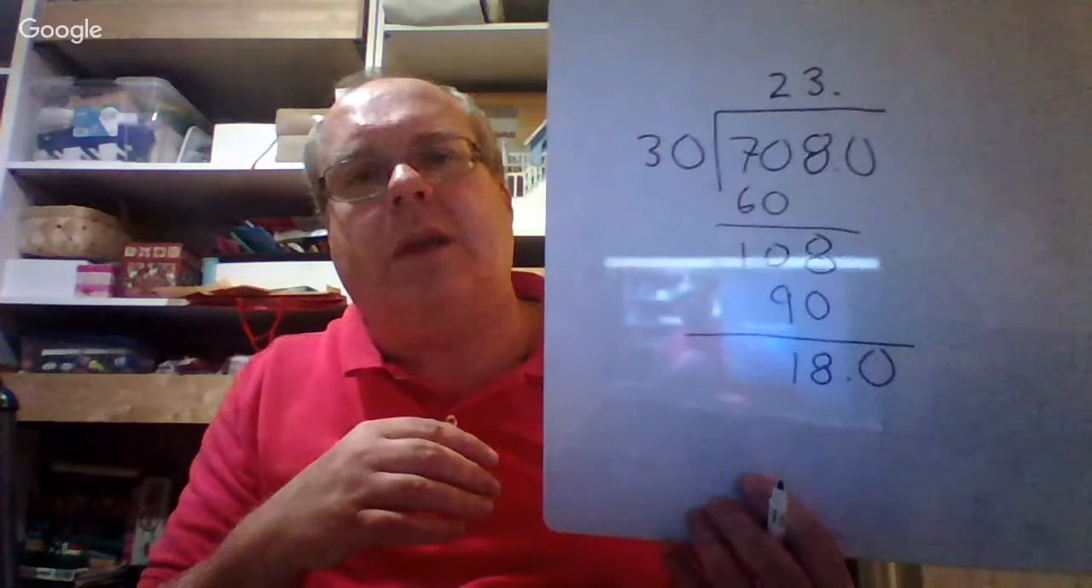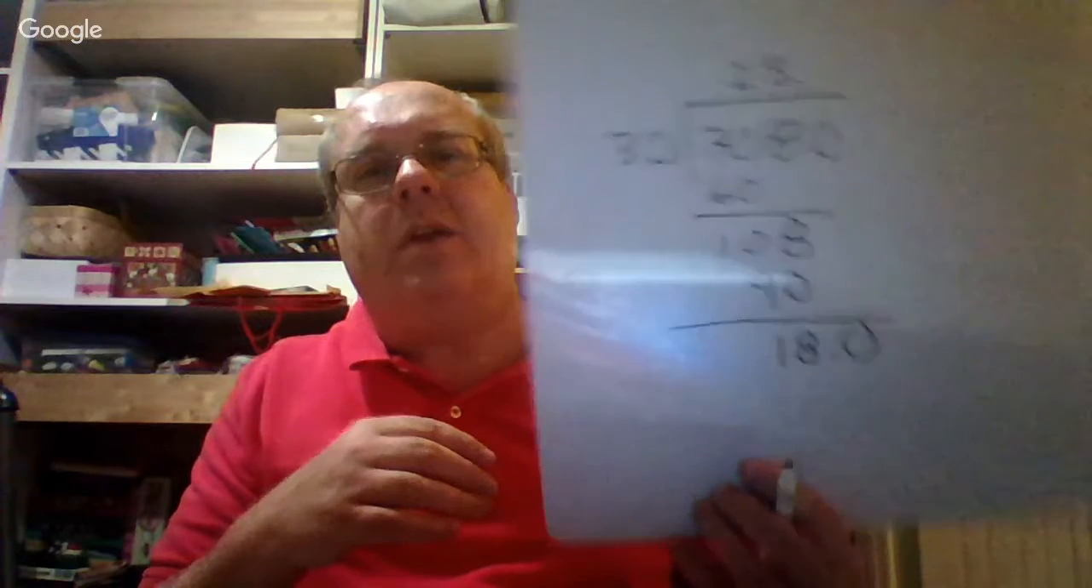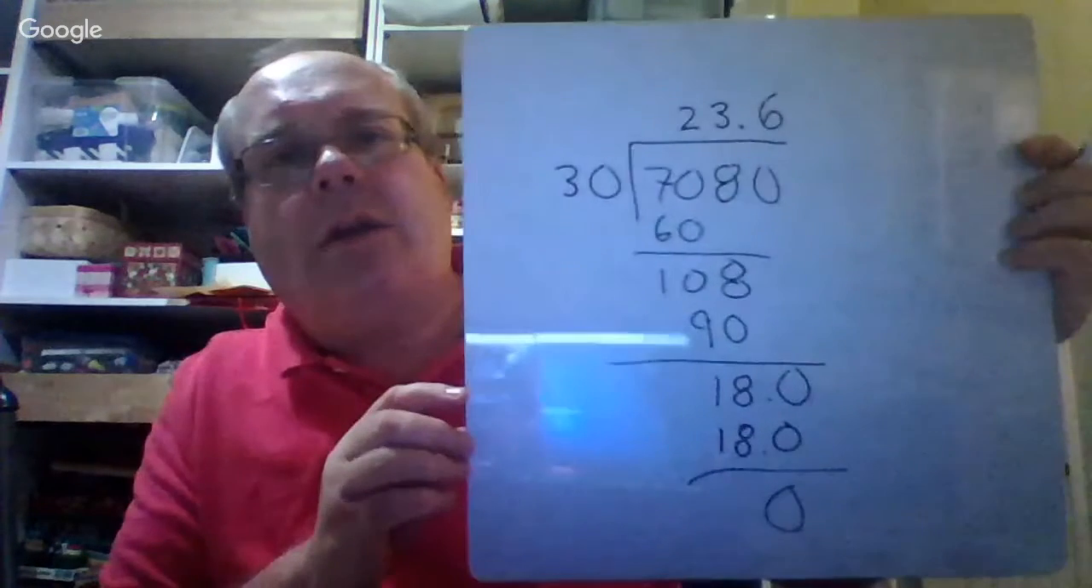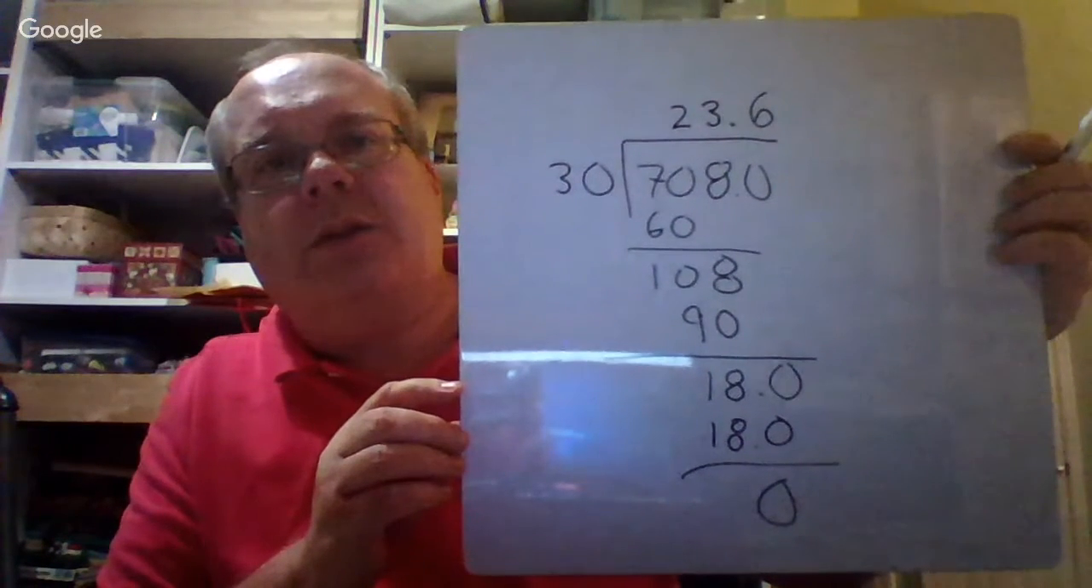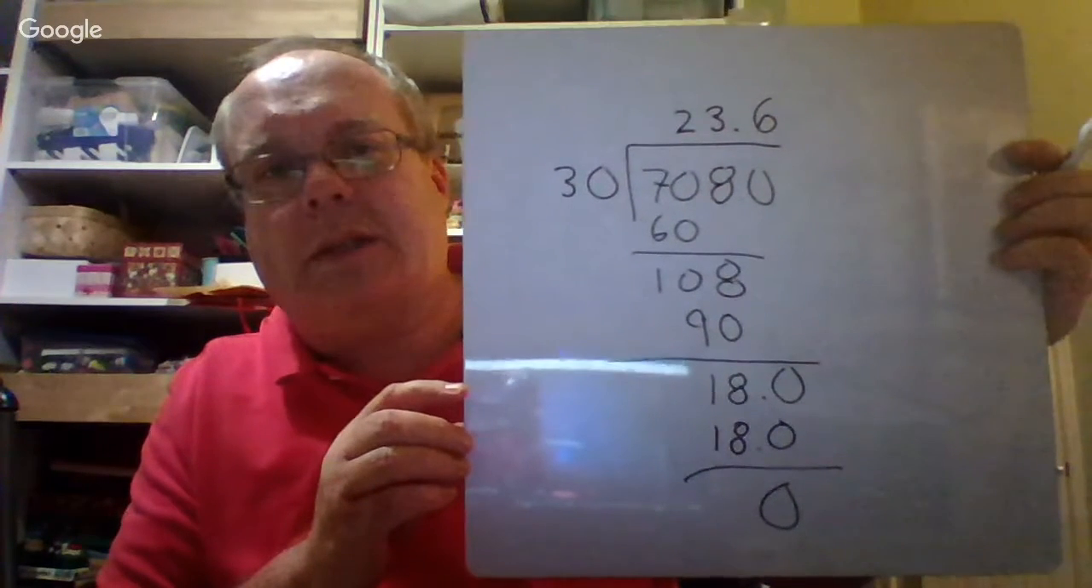Okay, 108 minus 90 is going to be 18. Bring down the next digit. Now I have to bring down something past the decimal. So I've got 30 into 18.0. If I treat it like 30 into 180, well, 30 goes into 180 6 times. 30, 60, 90, 120, 150, 180. So that's 6 times, and 6 times 30 is 180, with my decimal in the right place. That gives me a 0. So 708 divided by 30 is 23.6. And that's the mean.